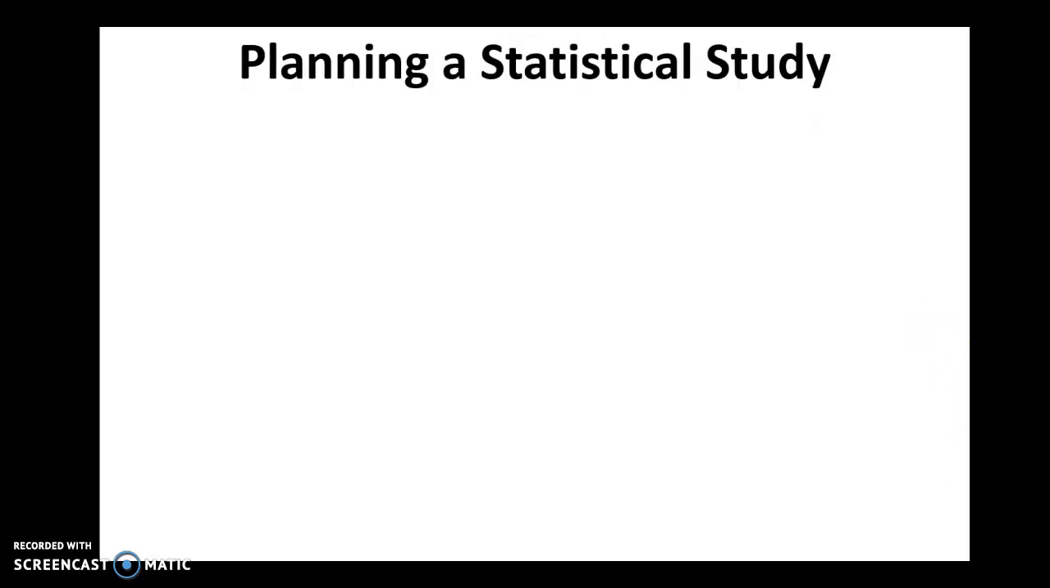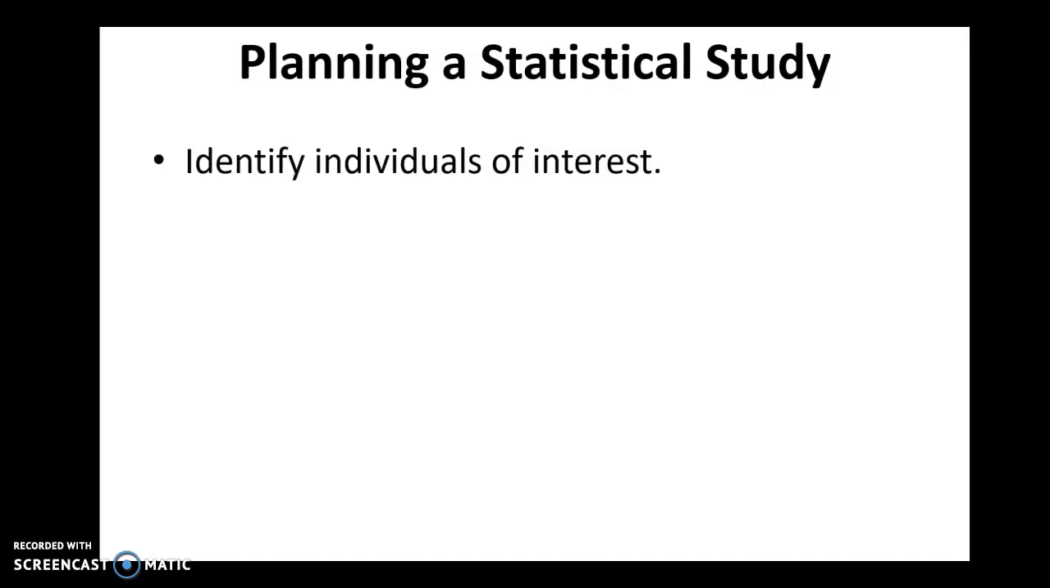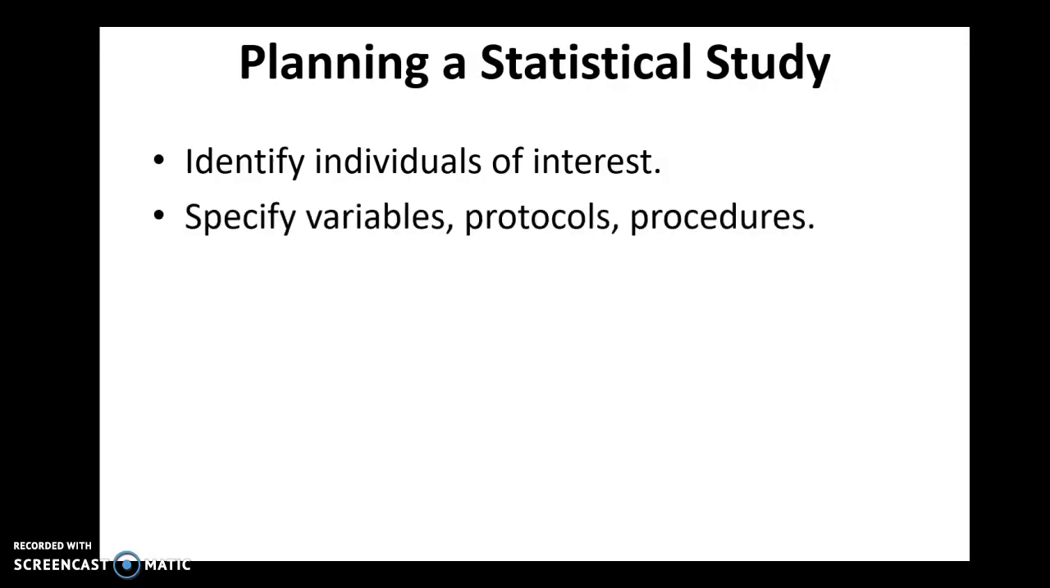So we're planning a statistical study. All right, you need to collect data some way or another. You need to identify the individuals of interest. That could be people, that could be cars, that could be animals, that could be anything. But what are the individuals of interest? What are the specific variables that you're going to measure? All right, what are we looking at?